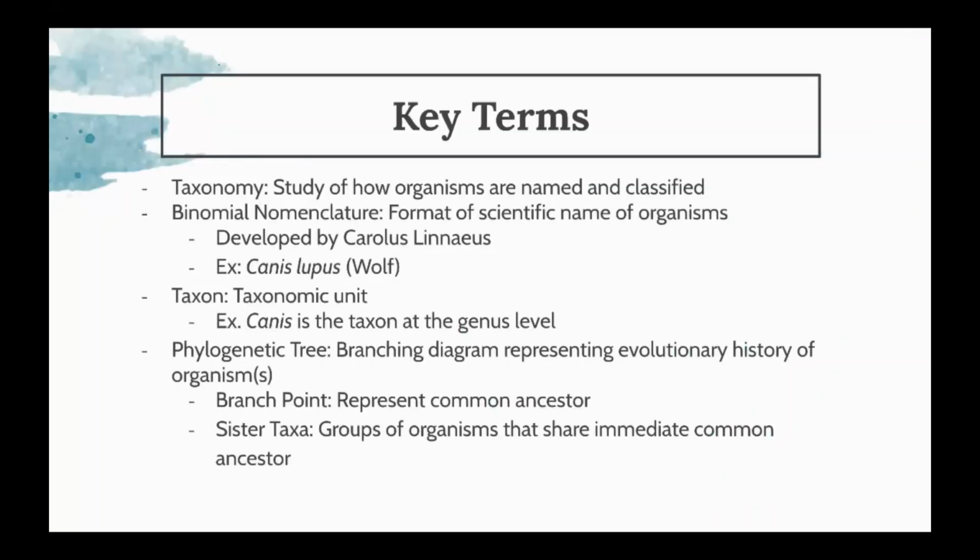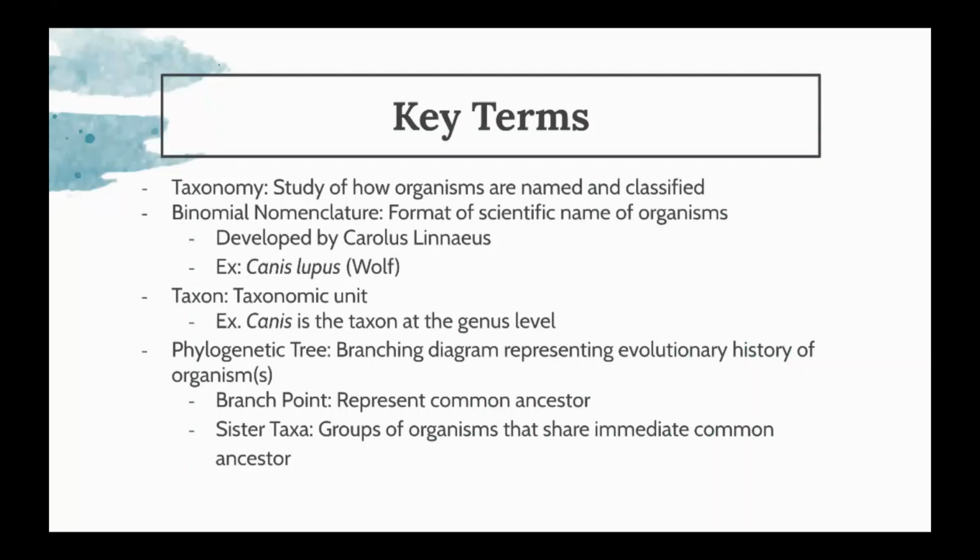Okay, and then taxonomy. This should also be reviewed. So some key terms about taxonomy. Taxonomy is the study of organisms and how they are named and classified. In taxonomy, we use binomial nomenclature. That is the format of the scientific name of organisms, and it was developed by Carolus Linnaeus.